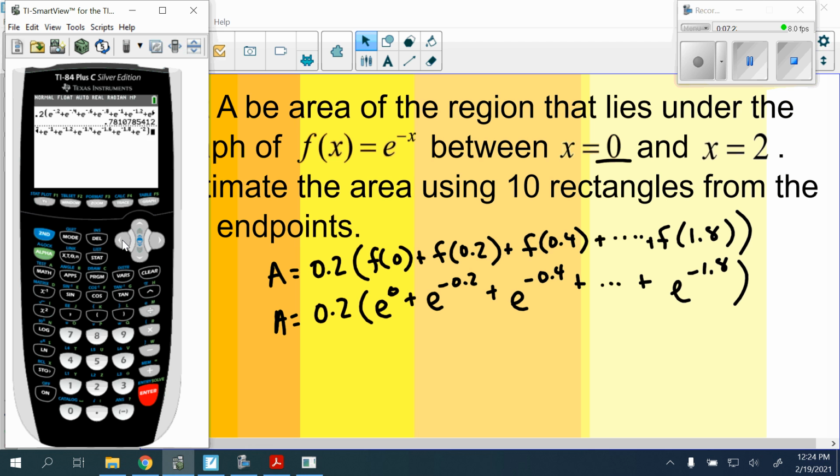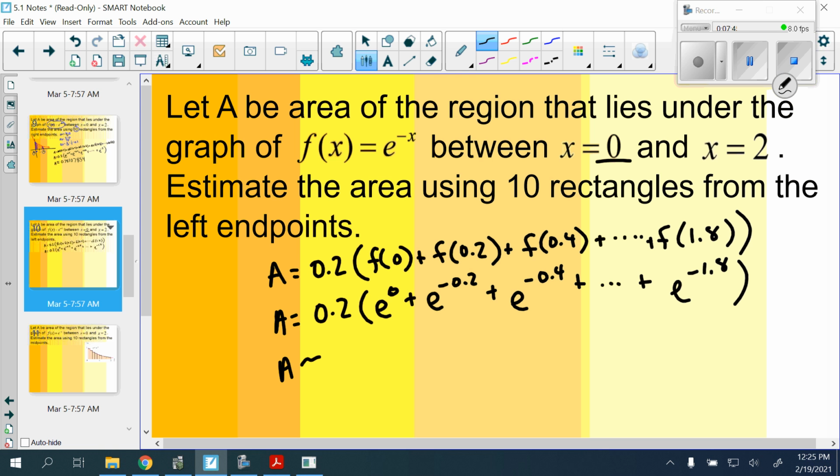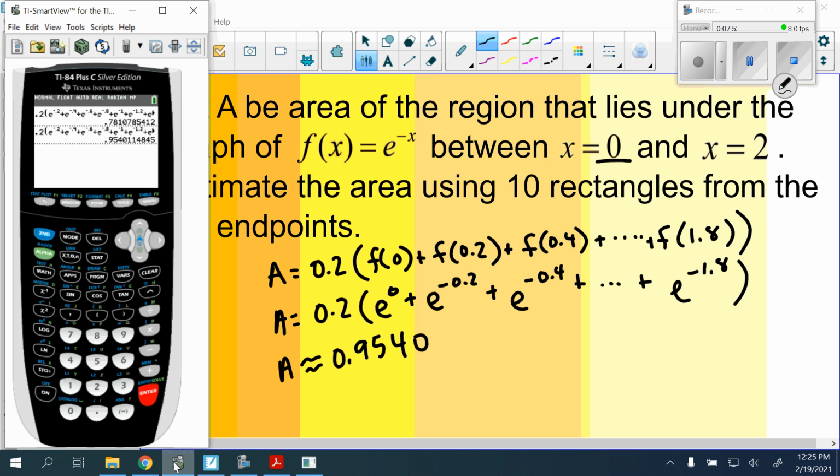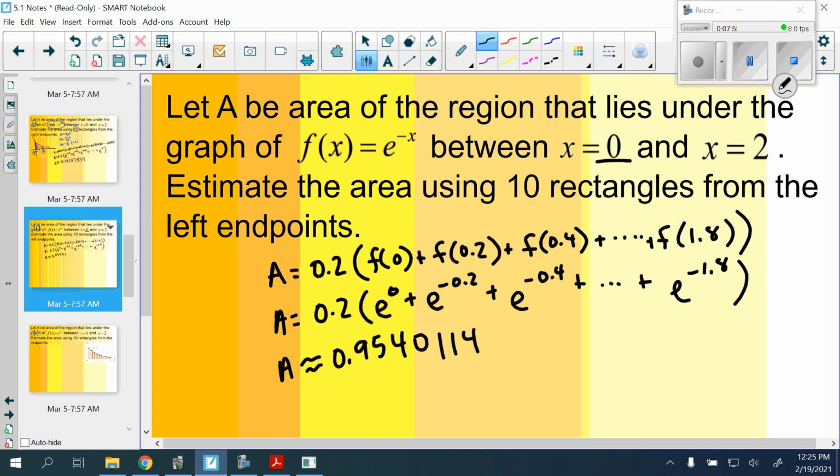The only difference on this one is, instead of using 2 here, we are using 0. So if I just change this to 0, it should have all the other values the same. So there's our second estimate on this one. And you can see that this one is a bigger one, and we get that A is approximately 0.95401148. All right, so there's the approximation for that area.